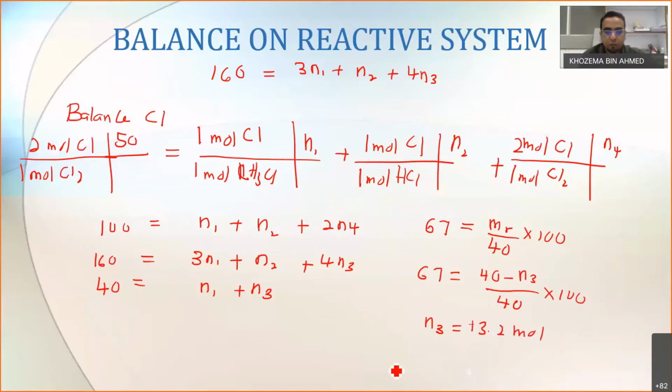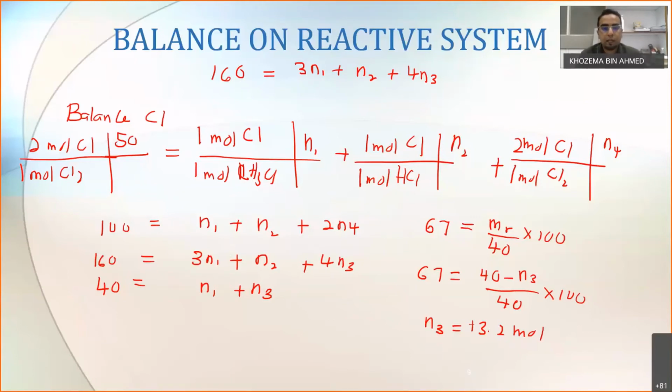And then once you have gotten the value of N3, you can substitute it into here and you can get the value of N1. Then you can substitute the values of N1 and N3 to get the value of N2. Once you have the value of N2, you can substitute N1 and N2 here to get the value of N4. And you should be able to get the values of N1 until N5, same as the values that we calculated using our molecular species balance.